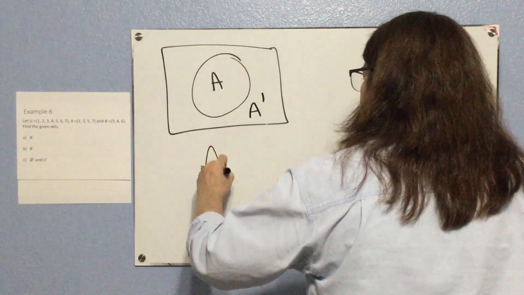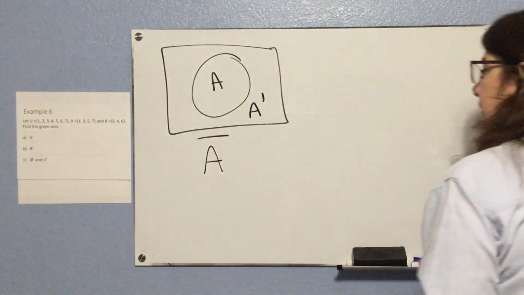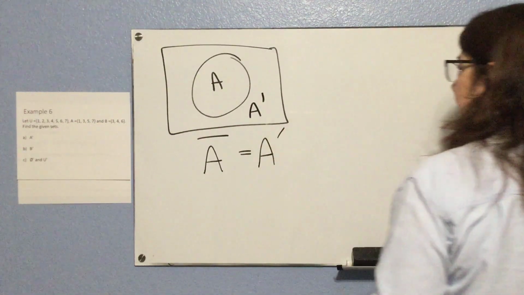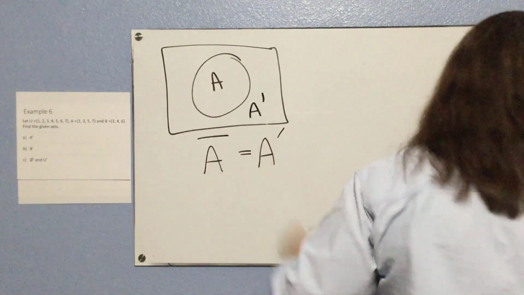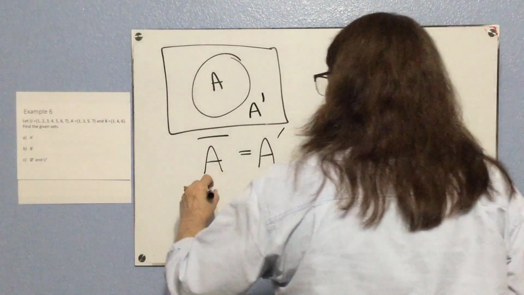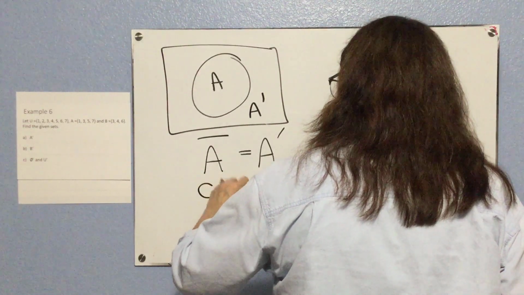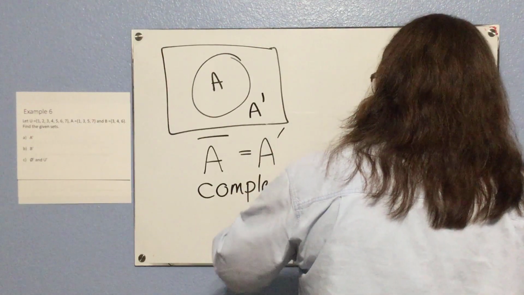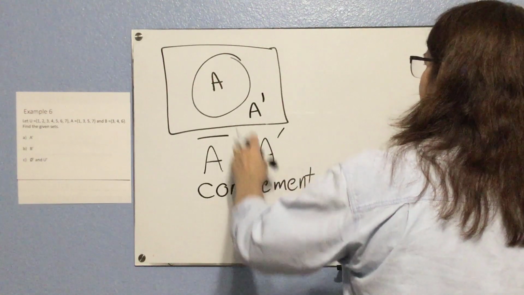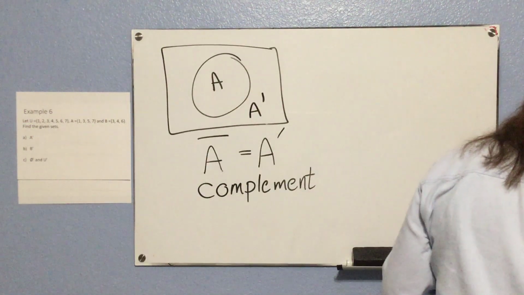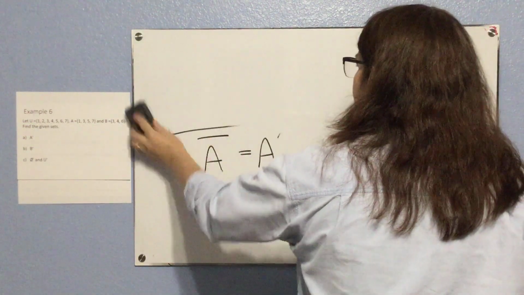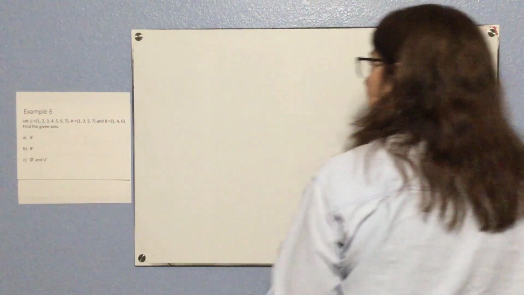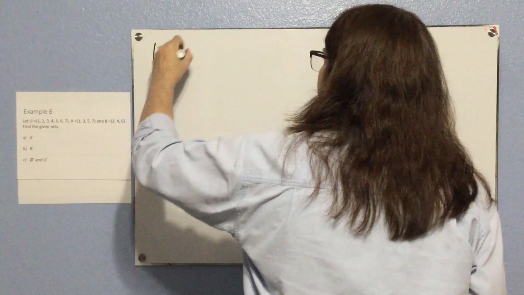Some texts use this symbol, and it means the same thing as this symbol. Those are equivalent. Okay, we call this the complement. These are the complements of set A. So let's look at what this is with some set rosters. I'm going to start with my universal set.